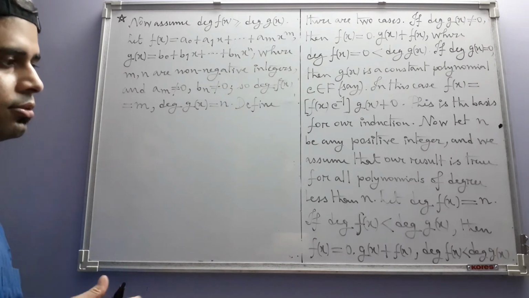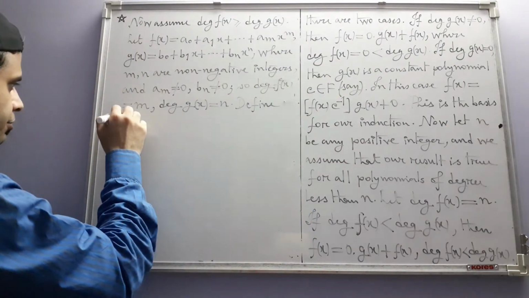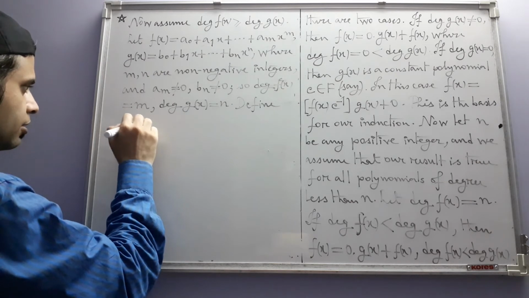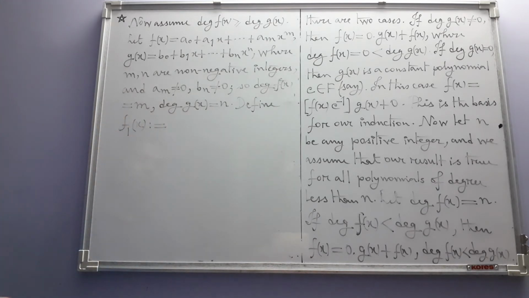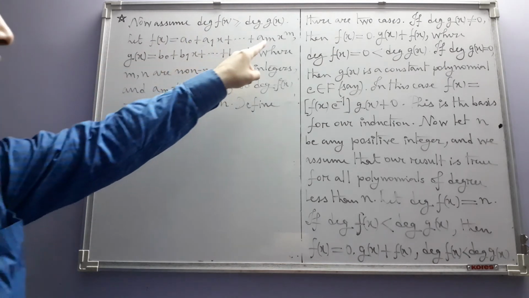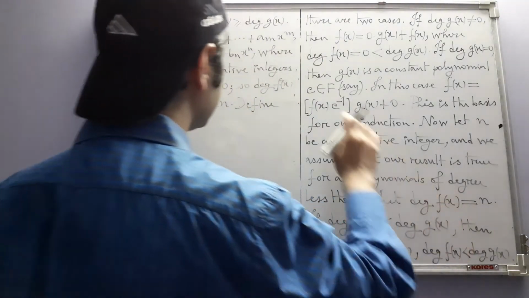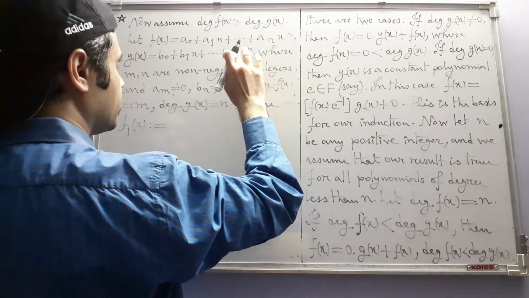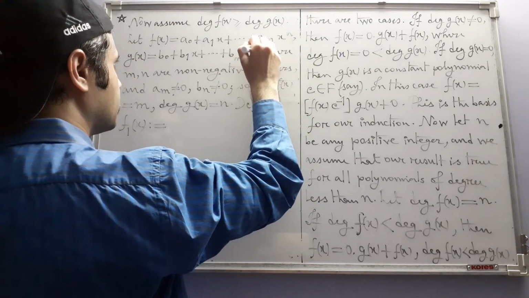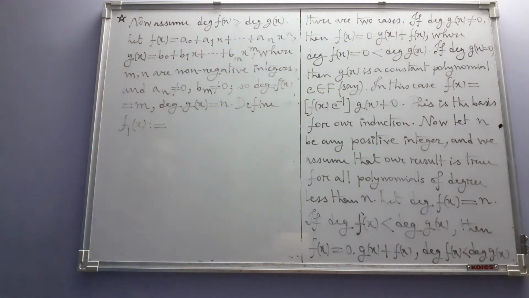Now, in order to be able to use the induction hypothesis, we want a polynomial whose degree is less than n, and we will achieve this by actually defining one such polynomial. Define f1 of x to be, hold on, I think I have taken it wrongly. Degree of fx is n, so this should be taken as n, and this should be taken as m, an bm. Sorry about that.